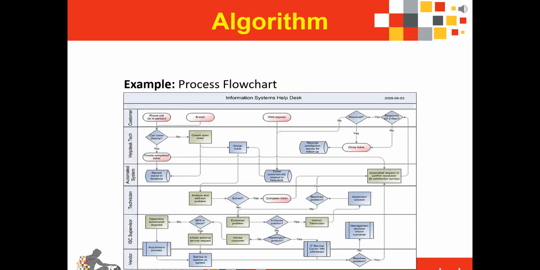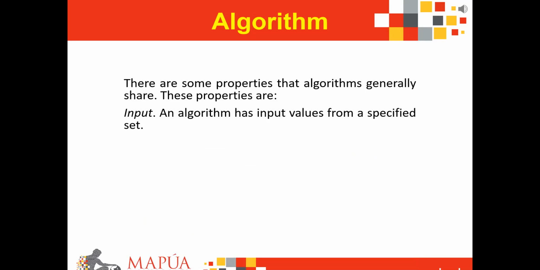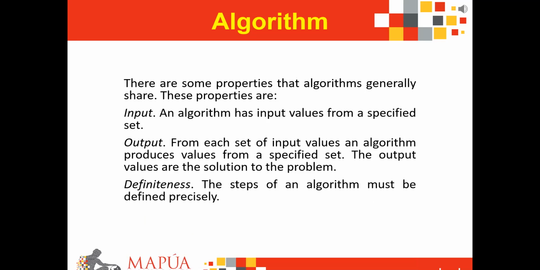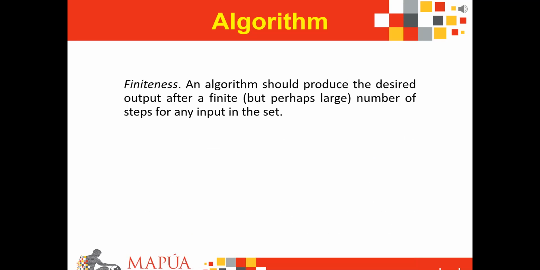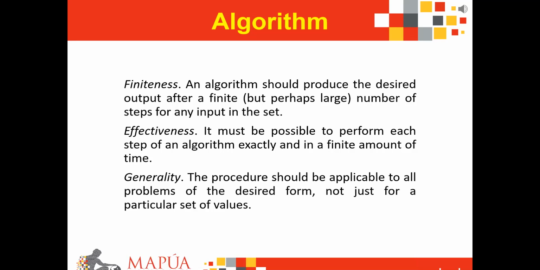This is an example of a process flowchart. Here, you will notice that there are some symbols that are dedicated for process flowcharts only, that are also used as flowchart. There are some properties that algorithms generally share, and these properties are the input, the output, definiteness, correctness, finiteness, effectiveness, and generality.